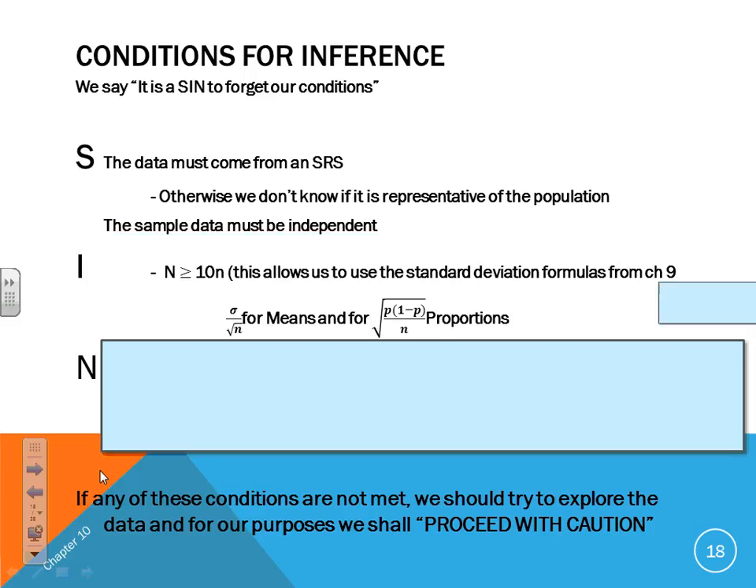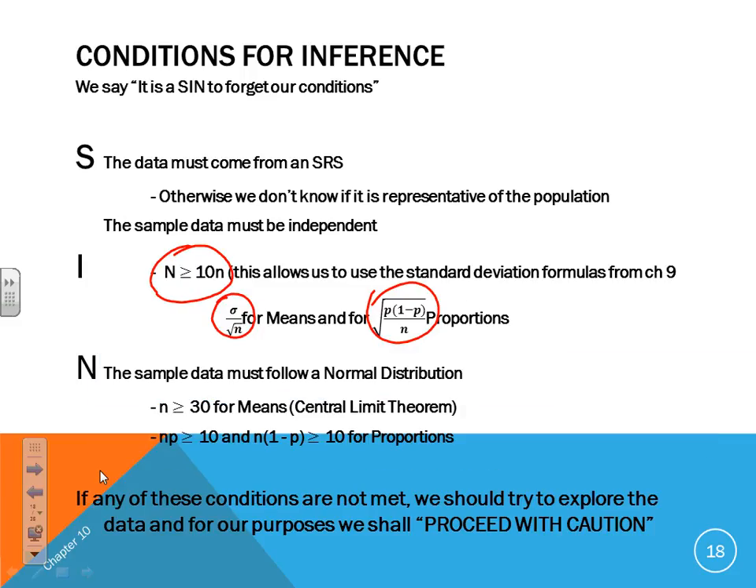The I stands for independent, meaning that the sample data must be independent. The way that we check for that might look familiar to you, especially if you just took the Chapter 9 take-home test. It says big N is at least 10n, meaning the population is at least 10 times the sample size, and that allows us to use our standard deviation formulas for sample means and sample proportions as we discussed back in Chapter 9.